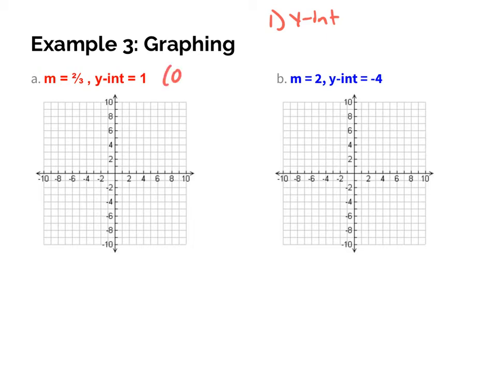Now as a point, remember, that is going to be 0, 1. It's the point where my x value is 0. That would be right here in my graph. So we're going to start there because that's my starting point. It shows where the line is crossing that y-axis.